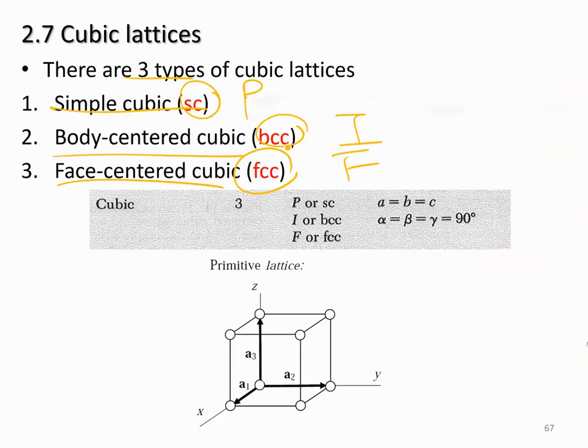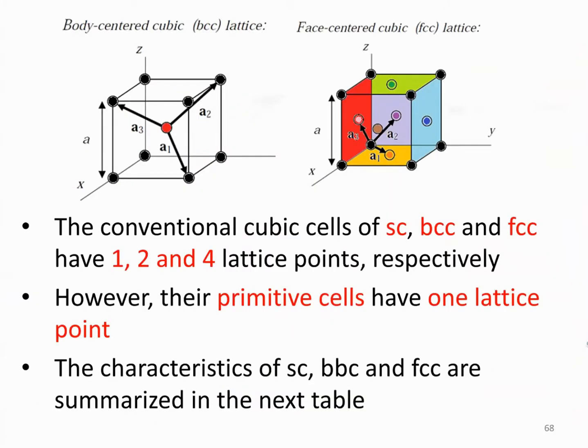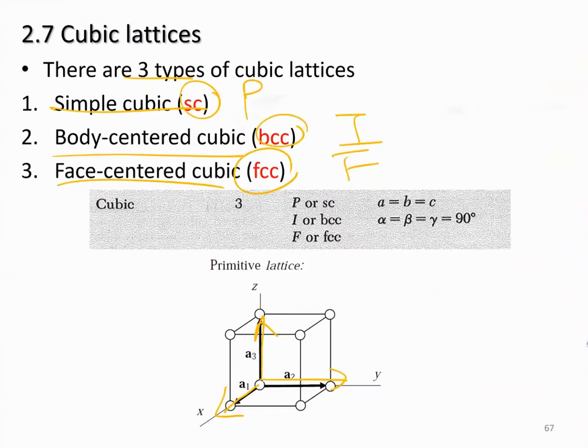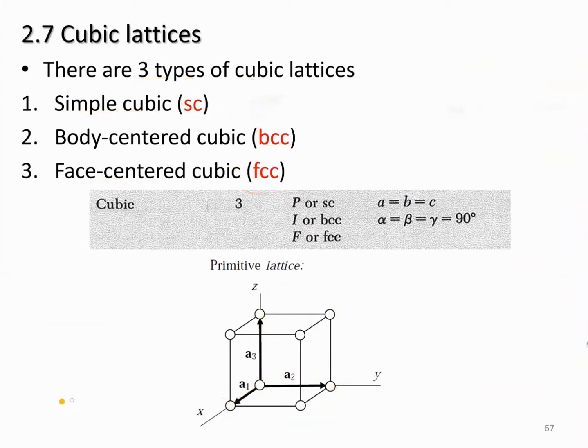Along the Y direction and along the Z direction, and all the angles are 90 degrees. So the conventional cubic cells of simple cubic, body-centered cubic, and face-centered cubic have 1, 2, and 4 lattice points respectively. For simple cubic, I think there should be no problem. This simple cubic only has 1 lattice point, or 1 atom, per unit cell.